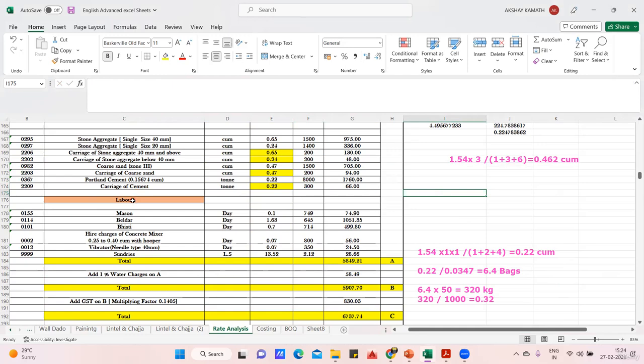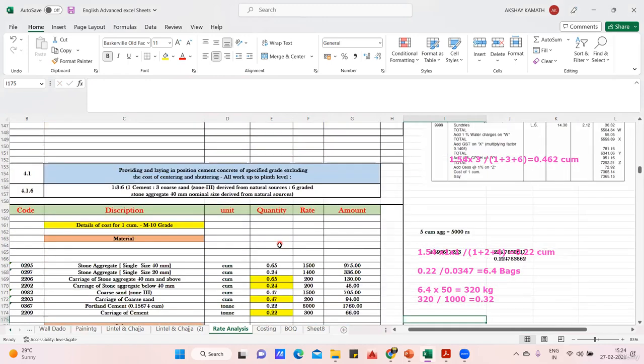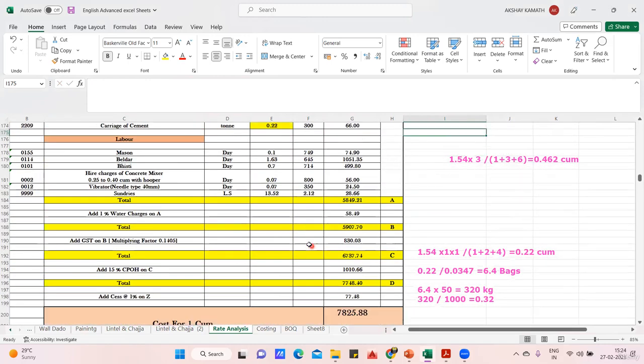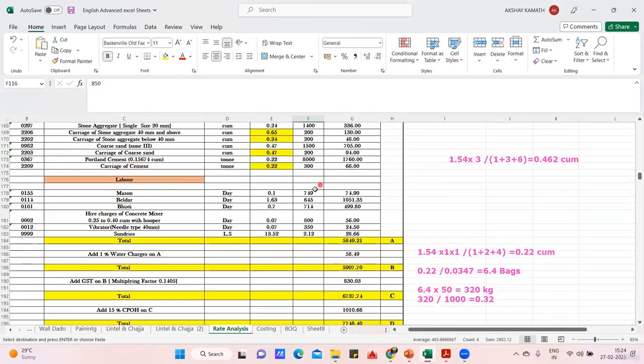Finish. After that, coming to the labor part: mason, beldar, bisti, concrete mixer, needle vibrator, everything is the same. Whatever constant you had used here, the same constant we have written here. There is no change. And whatever rate you have put here, the same rate, 850, you can put. If you want, I can copy the same rate. I'll copy this rate, Control C, and put the rate here, Control V. Got it. The same rate I have put.